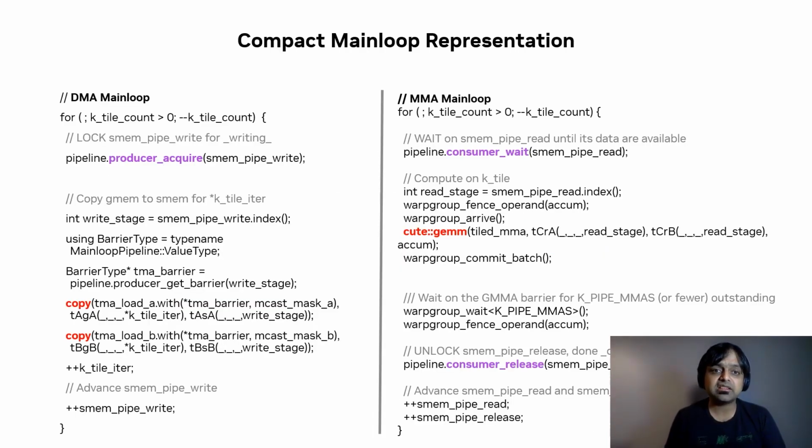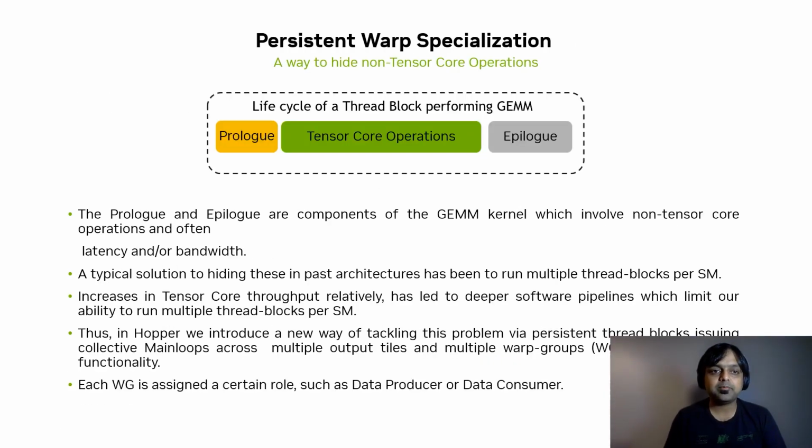Speaking of software abstractions, this is the entirety of the core collective main loop for both producers and consumer warps in one of Cutlass 3's most efficient main loops, and it fits on a single slide. It also shows the value that Cutlass brings in terms of aiding developer productivity while also handling all this complexity.